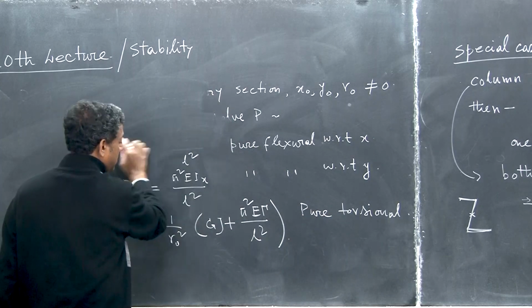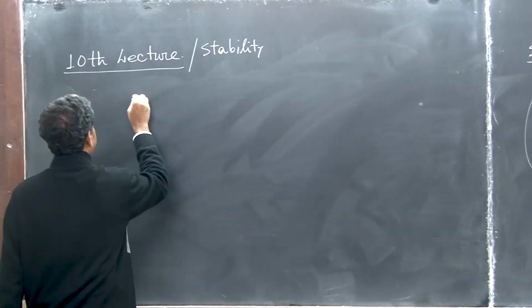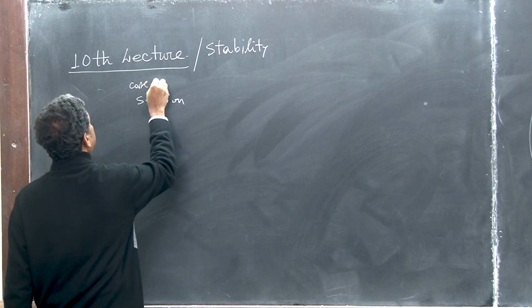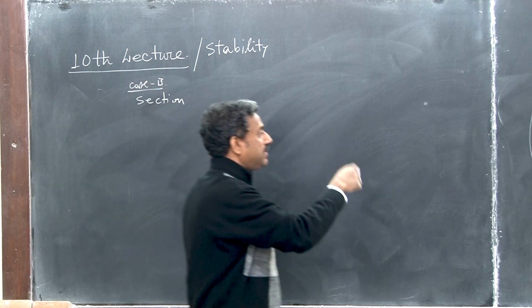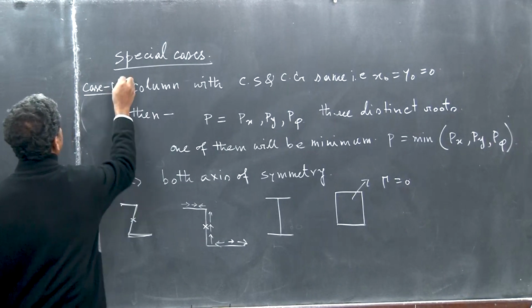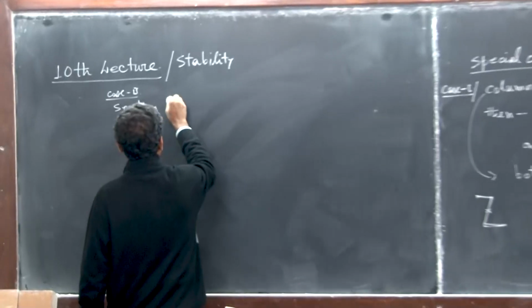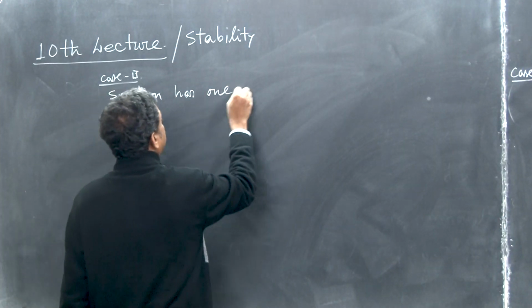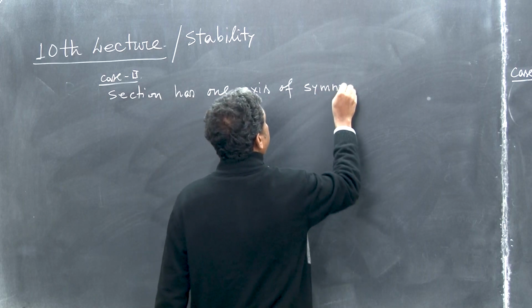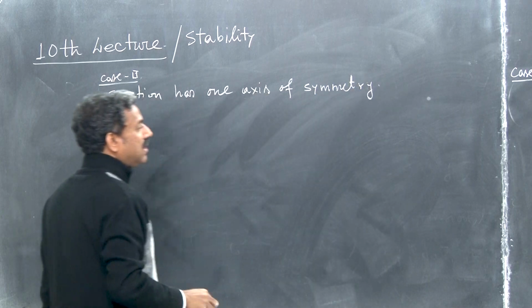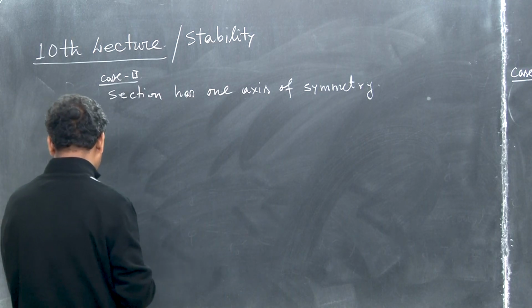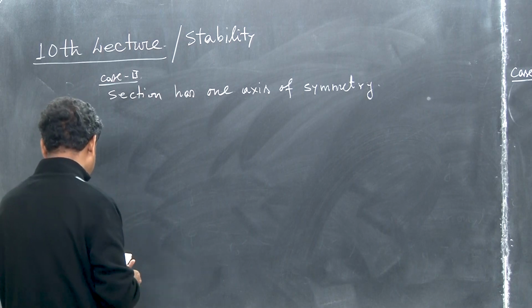Now, the next case, case 2. This is special case 1, case 1, and case 2 is where the section has one axis of symmetry. If there is one axis of symmetry, that means either x0 or y0 is 0. So, if we consider here, then it will be y0.